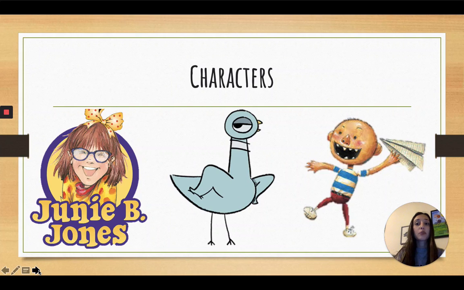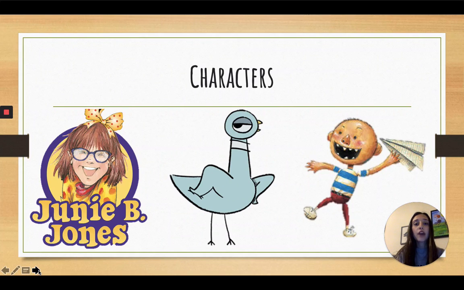So for example, Junie B. Jones is a character in our Junie B. Jones chapter books. She's our main character. She is what the story is mainly about. The story is always about Junie B. and her life, right? And sometimes we're introduced to some of Junie B's friends like Lucille and Grace. But mainly, we're always knowing about Junie B. We're always learning about her.